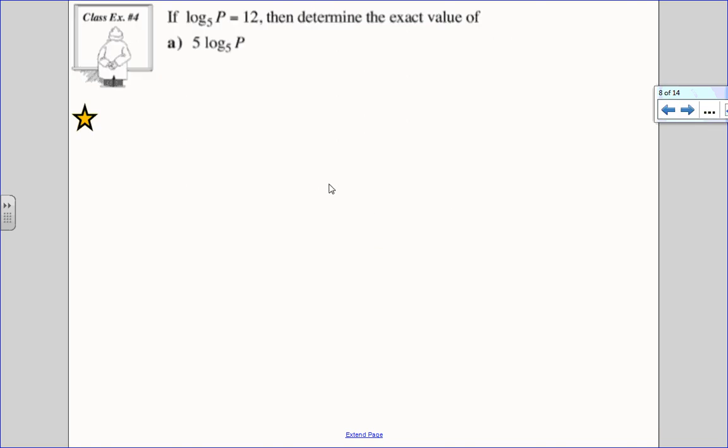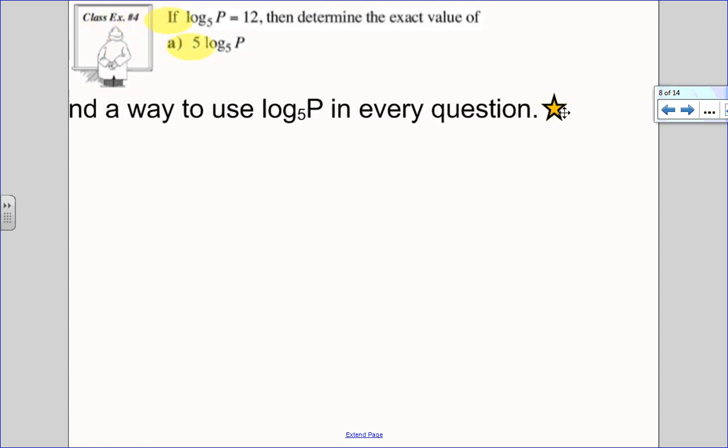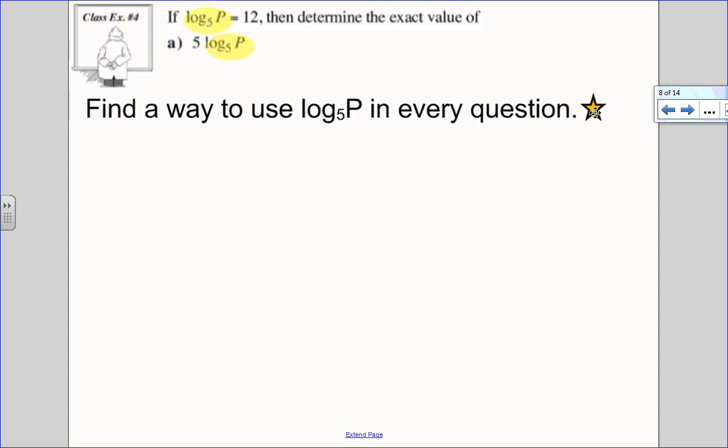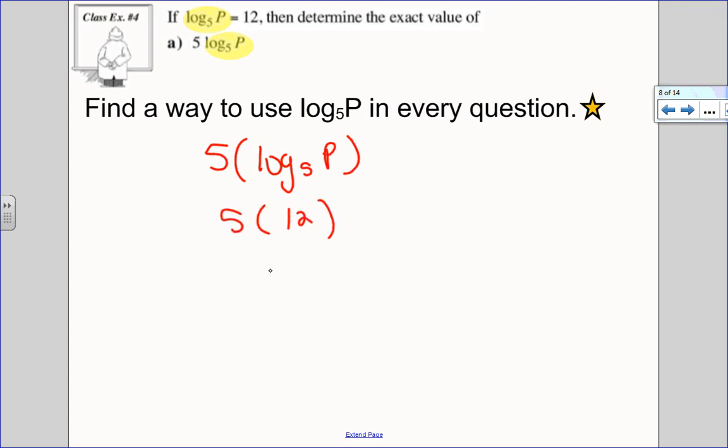Okay, over here, a little bit of a twist. So we have log base 5 of p equals 12. We want to determine the exact value of this. So since I'm given an expression for log base 5 of p, I want to use that in the expression in some way. Okay, so find a way to use log base 5 of p in every question. Well, what this is 5 times log base 5 of p. So that's not terrible. 5 times, well, we know that's 12, so that whole thing has a value of 60.